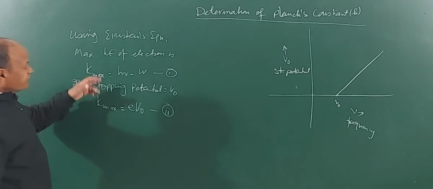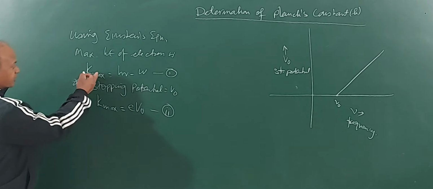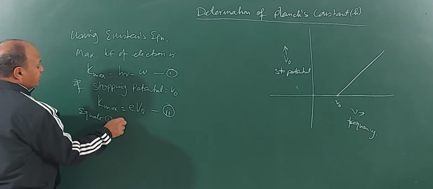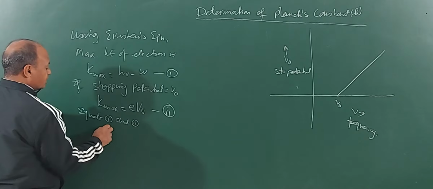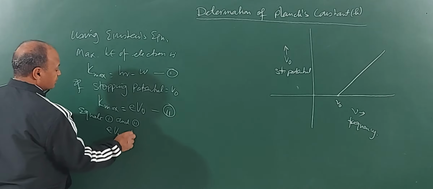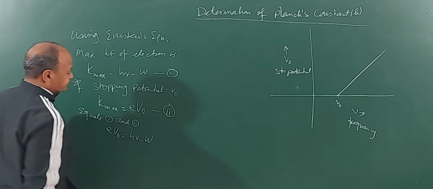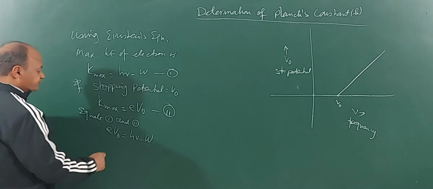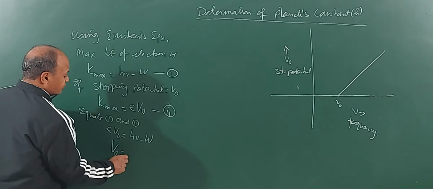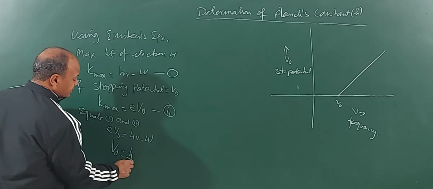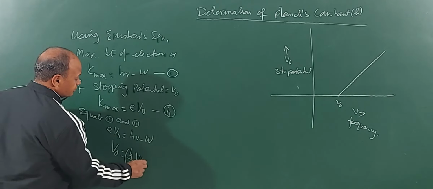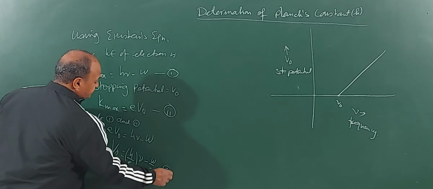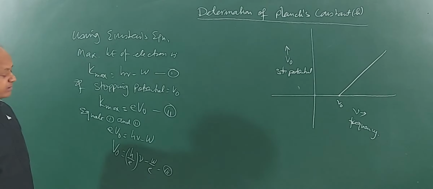Now children, if I equate 1 and 2 here in the equation, let's come back to the equation, equate 1 and 2, then we get eV naught is equal to h nu minus W. And if we divide both sides by e, then what do we get? V naught is equal to h by e into nu minus W by e. This is equation 3.